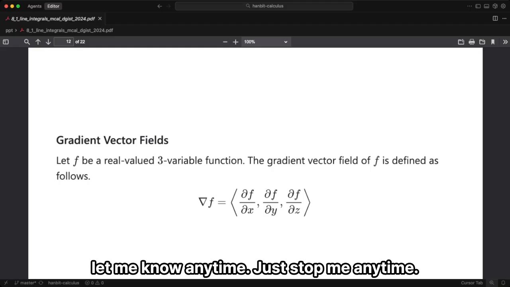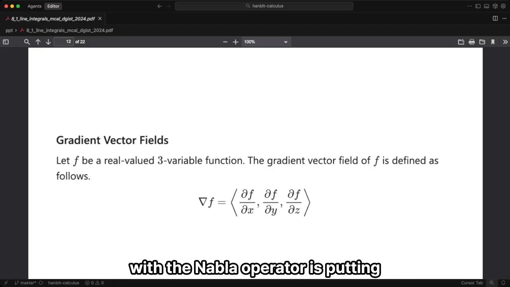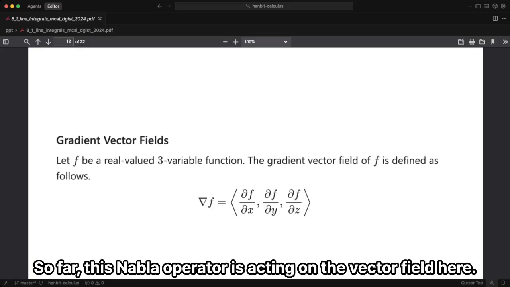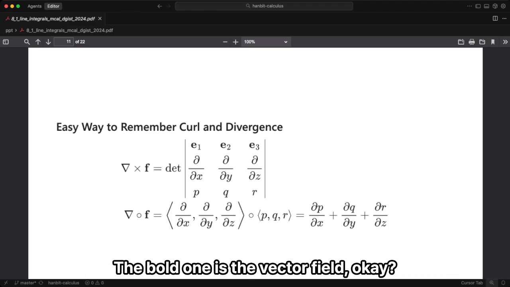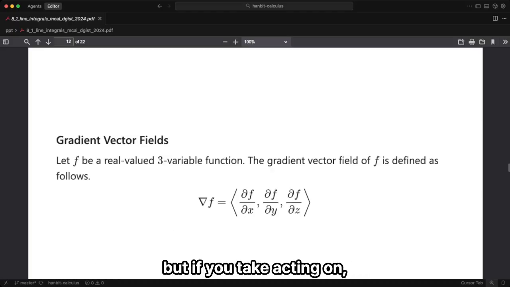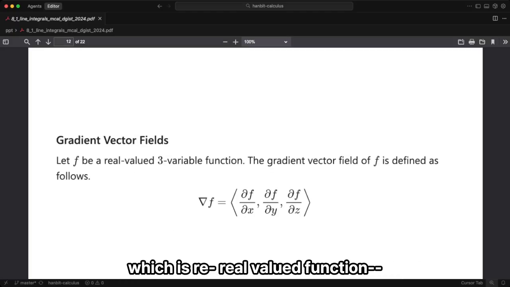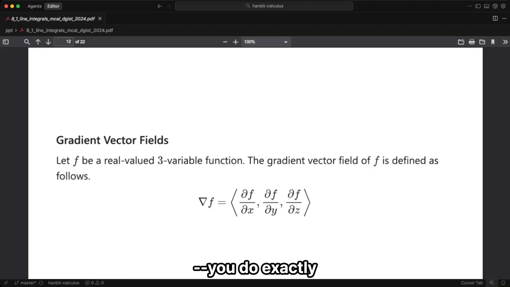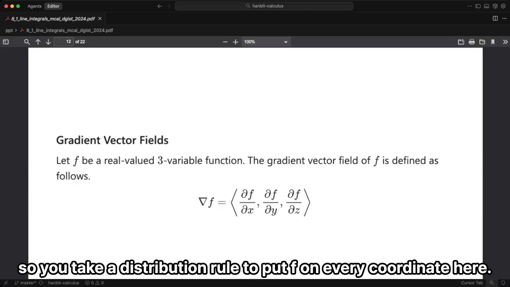Just stop me anytime. Okay, so another thing that we can do with the nabla operator is putting the nabla operator on a function, not a vector field. So far, this nabla operator is acting on the vector field here. The bold one is a vector field. You can either take the curl or divergence, but if you act your nabla operator on a regular function, which is a real valued function, you do exactly what you do as a scalar product. So you take a distribution rule to put f on every coordinate here.